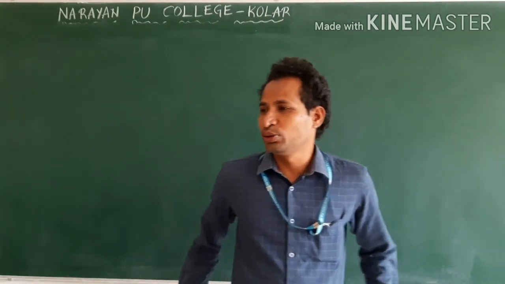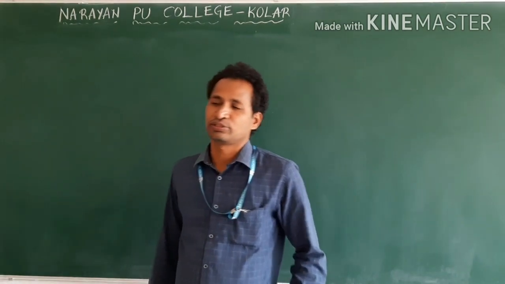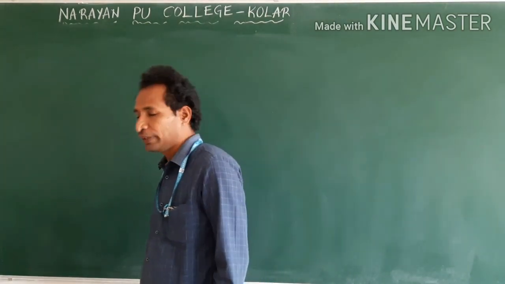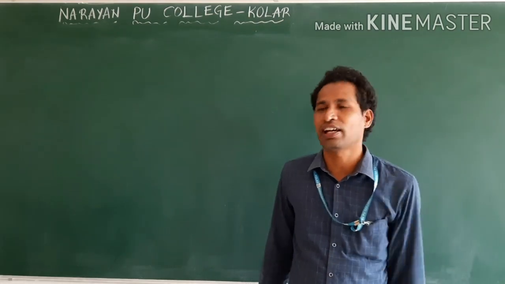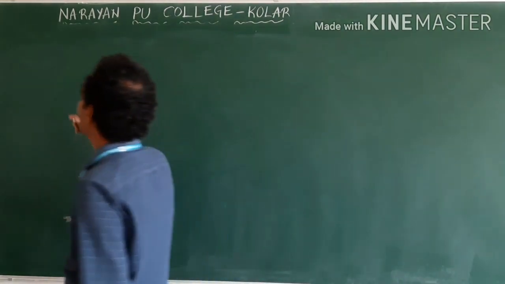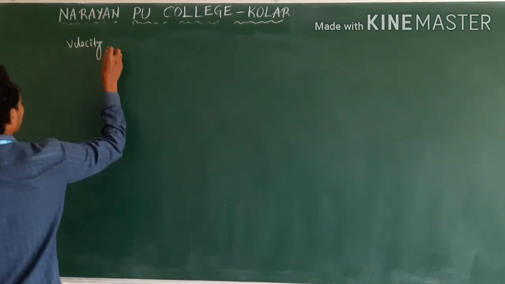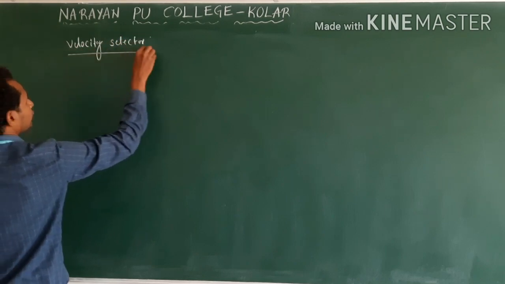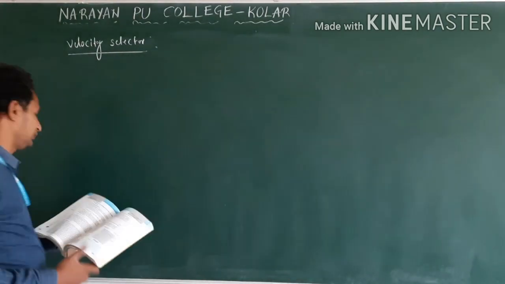Good morning, students. Today we will see the new concept, that is velocity selector. Motion of the charged particle in combined field, electric and magnetic field. Already we have seen in Lorentz force, this is an extension of Lorentz force only. So the discussion is, velocity selector. Clear? Now here we have a diagram for this.